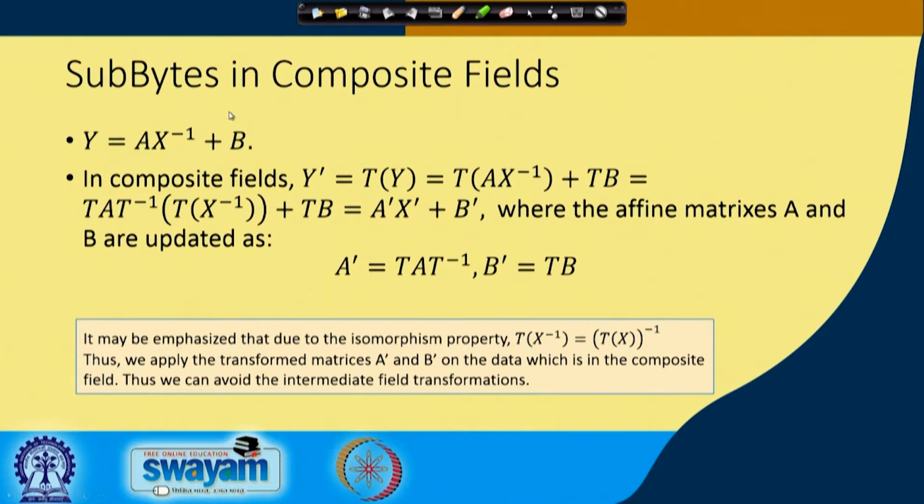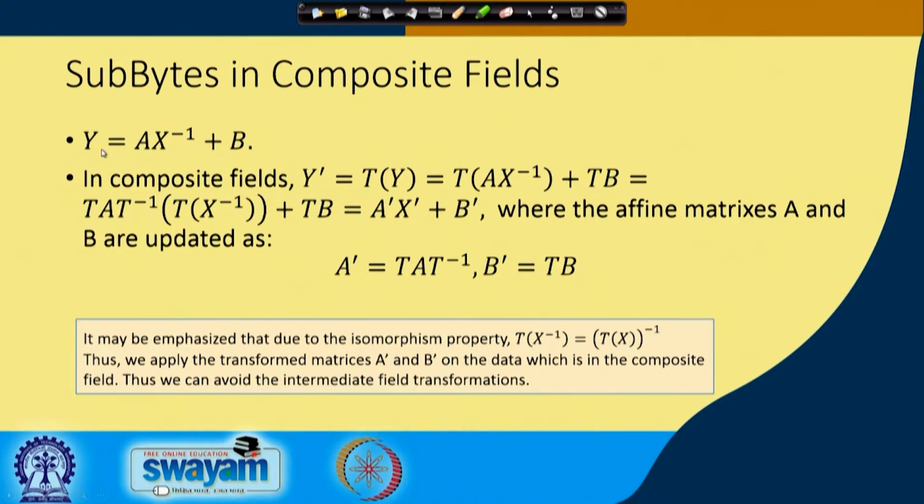So, let us take a look, suppose it is not only that the inverse has been done in composite field. What if I do the entire subbyte operation in composite field, that means along with the affine mapping. In that case, we have to slightly adjust the matrices A and B if we want to do the operation in composite field. So, how we do that is illustrated here.